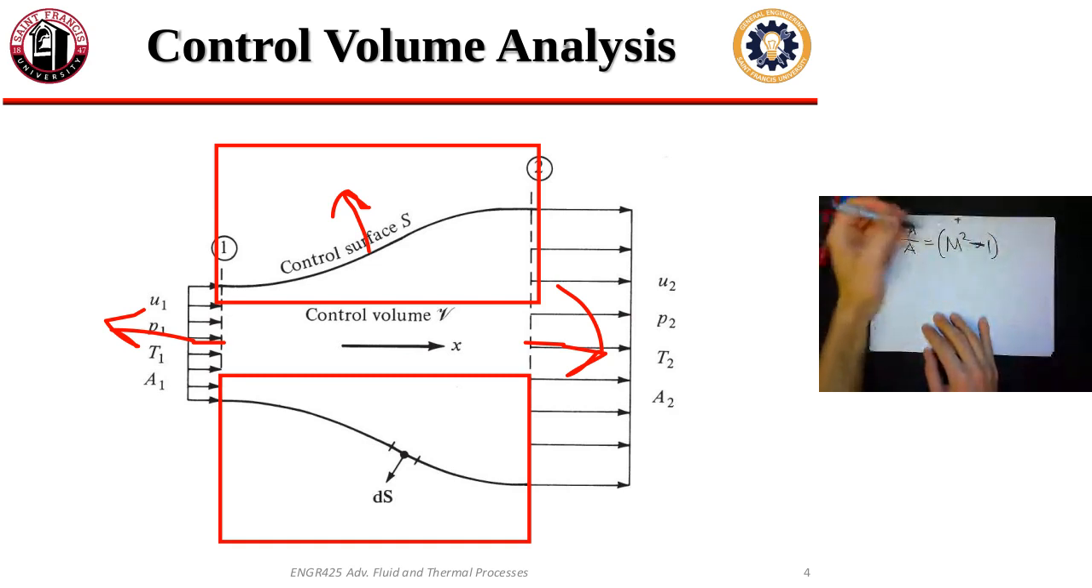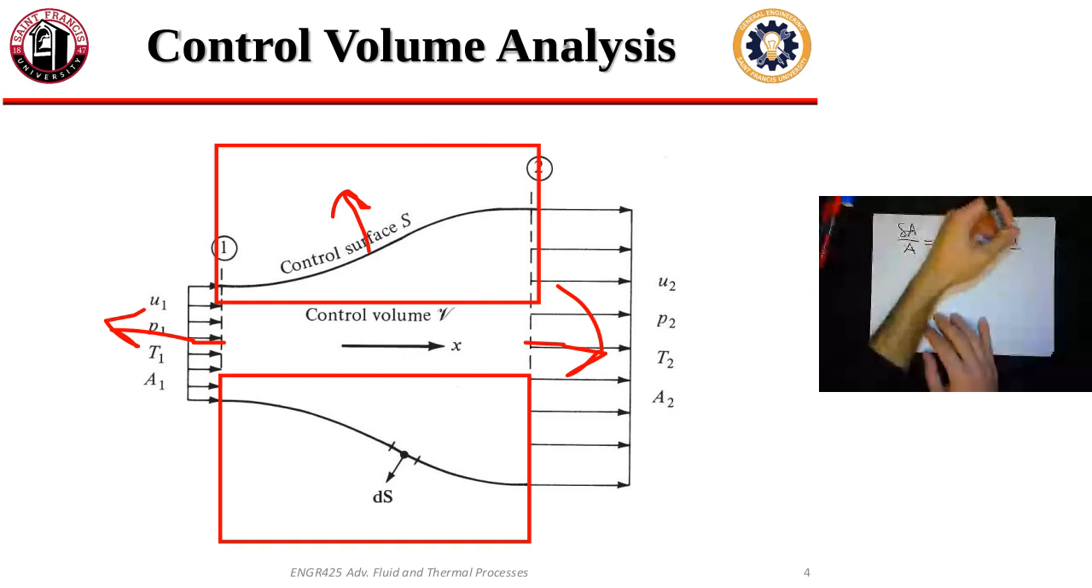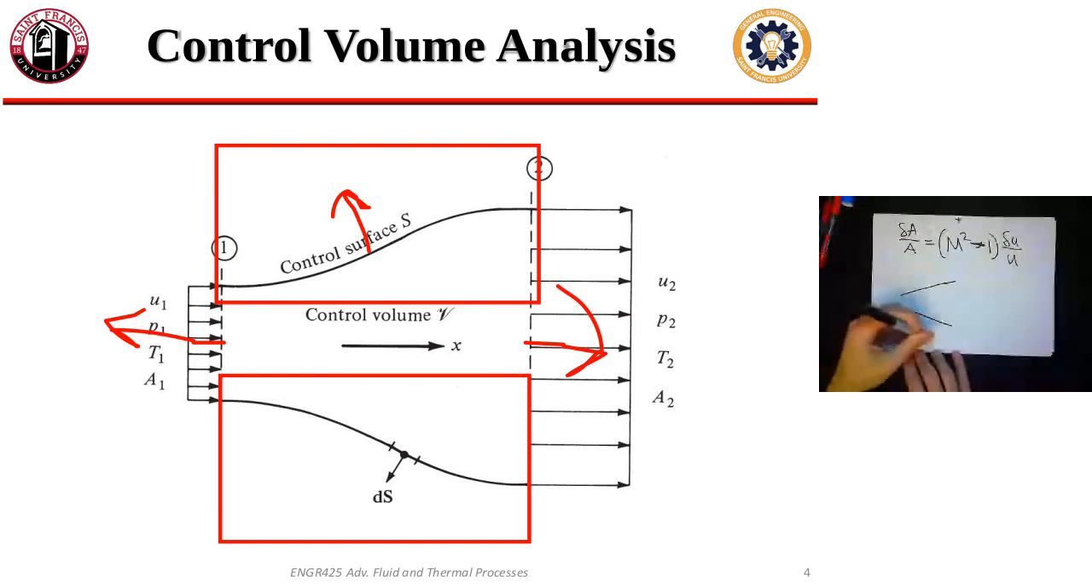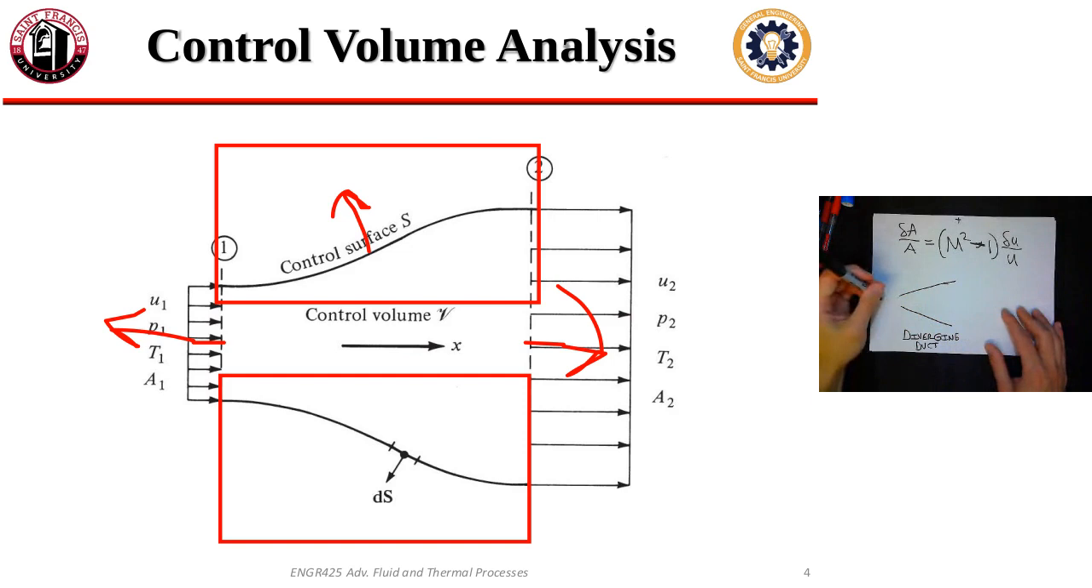Sign, I promise. du over U. We have a diverging duct. That's another word for it. Duct just being a bit of internal hollow volume that flow is going through.